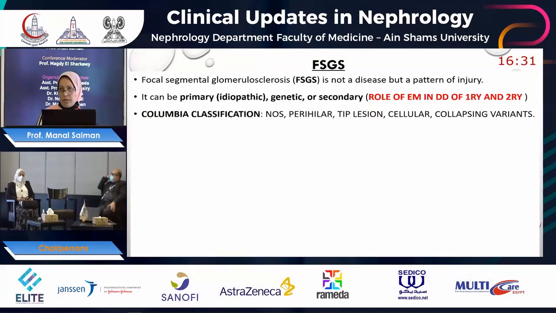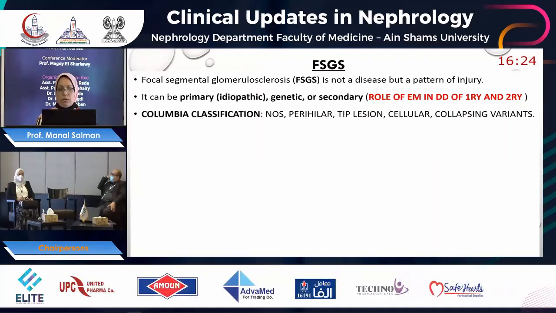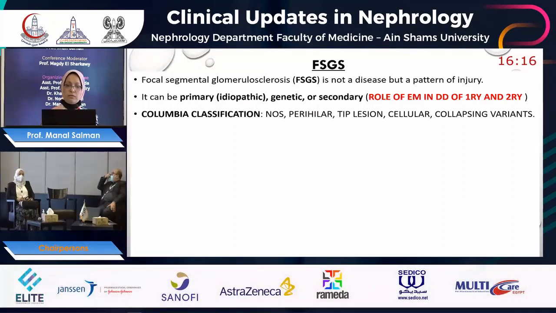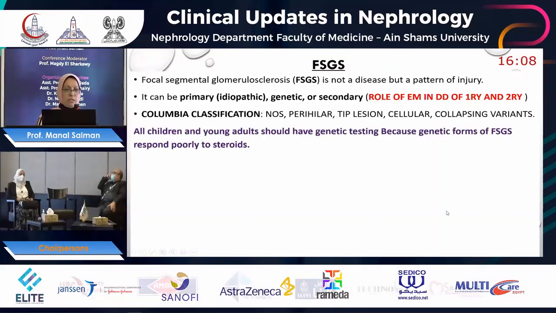Columbia classification has classified the variants of focal segmental, as we have seen in the figure, into NOS, not otherwise specified, perihilar variant, usually secondary to adaptive changes, hypertension, and so on. We have tip lesion, we have cellular lesion, and those are primary, and we have the collapsing variant, which can be primary or secondary. What's new in focal segmental?